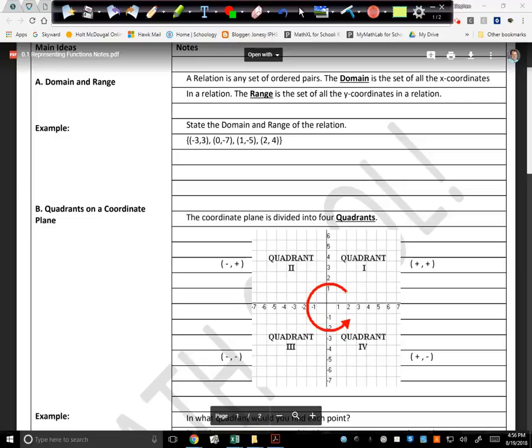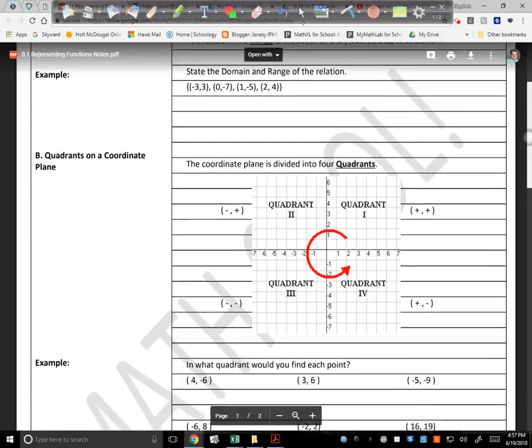So the first one here, it says, state the domain and range of this relation. So our relation is these ordered pairs. The domain is all the x coordinates. So -3, 0, 1, and 2 is the domain for this relation. The range would be 3, -7, -5, and 4. That's the range for this relation. So it really is that simple. What numbers are the x coordinate? That's your domain. What numbers are the y coordinate? That's your range. Okay, so that's domain and range of a relation. Really simple stuff.